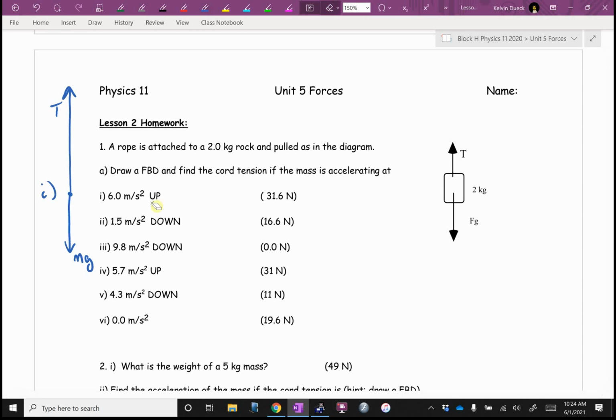Equals ma. And it wants you to get the tension by itself. I'll let you try and figure that out. You'll do a separate free body diagram for each one of these. Do a real quick sketch. See if you can generate the equation, and you're going to get the T by itself for number one. We did an example of each one of these if you look at the rock tension questions as well.